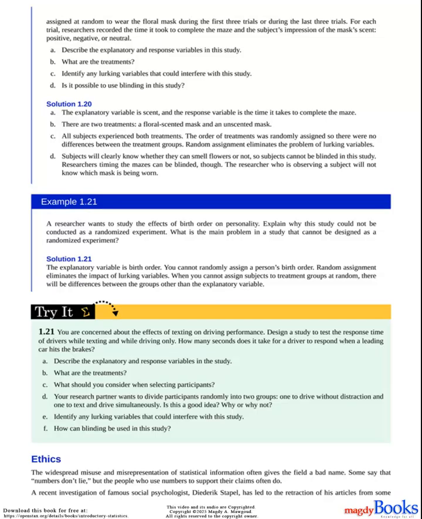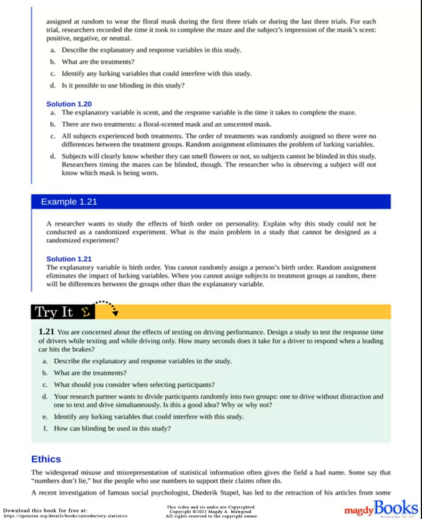Solution 1.21. The explanatory variable is birth order. You cannot randomly assign a person's birth order. Random assignment eliminates the impact of lurking variables. When you cannot assign subjects to treatment groups at random, there will be differences between the groups other than the explanatory variable. Try it 1.21.